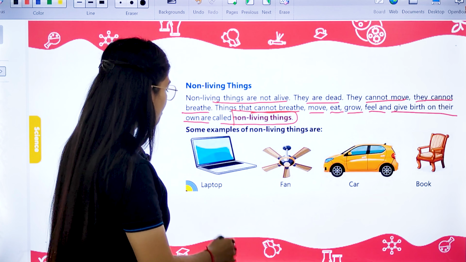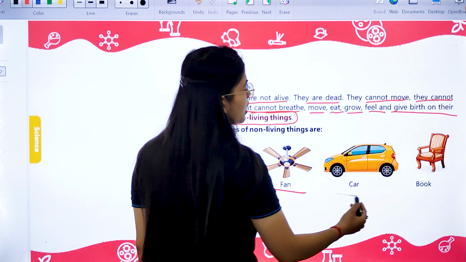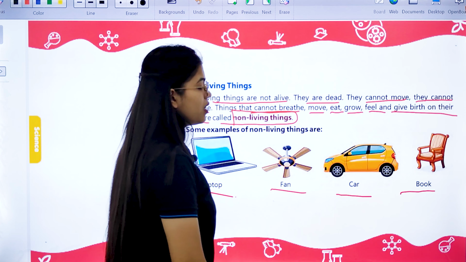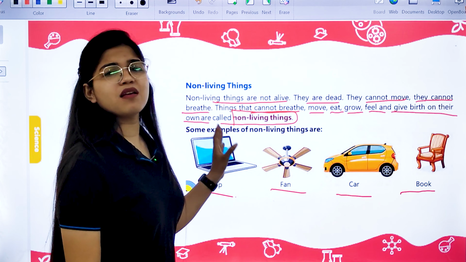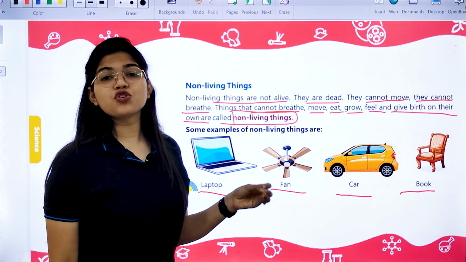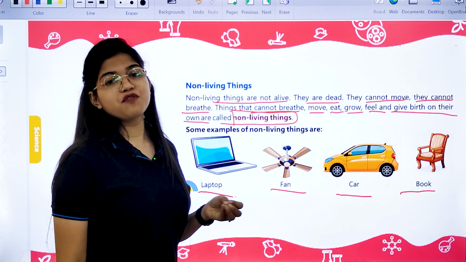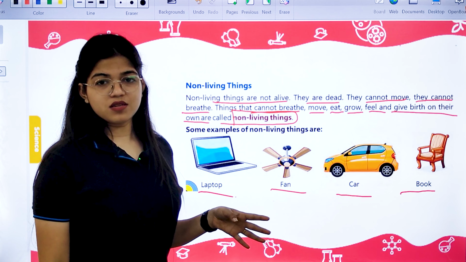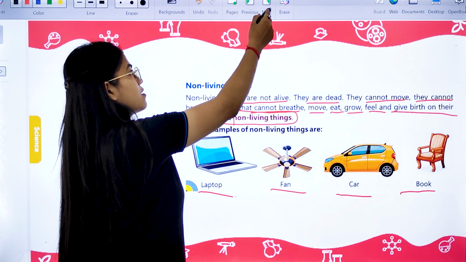Example: laptop, fan, car, book, table, chair, many things. Everything around you which does not have life in it is considered to be a non-living thing.